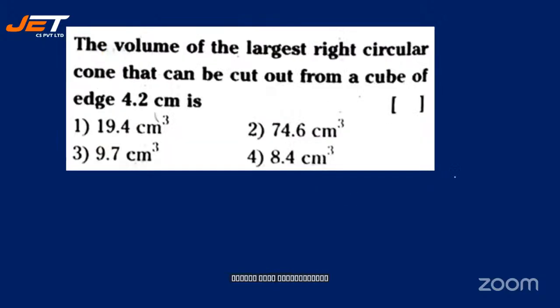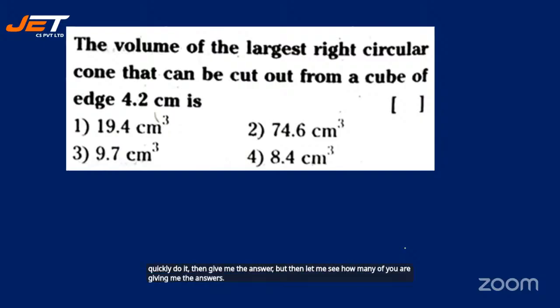The volume of the largest right circular cone that can be cut out from a cube of edge 4.2 centimeter is dash. Right. So the volume of the largest right circular cone that can be cut out from a cube of edge 4.2 centimeter is dash. So I'm sure you can try working out this. Quickly do it and give me the answer. By then, let me see how many of you are giving me the answers.